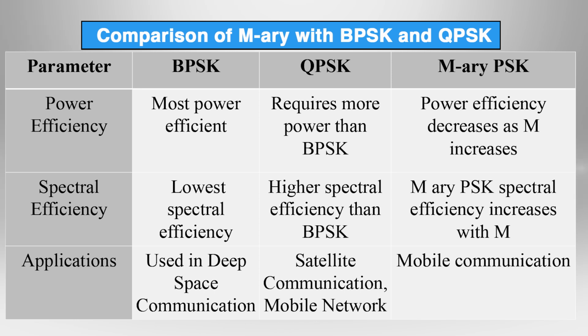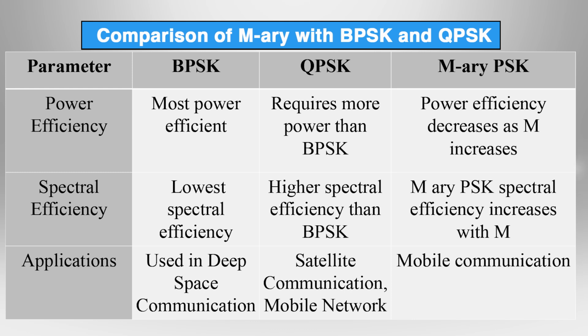And the last parameter is application. BPSK is used in applications where simplicity and reliability are crucial, such as deep space communication and some forms of wireless data transfer. QPSK is widely used in modern communication systems, including satellite communication, mobile networks like LTE and Wi-Fi, due to its good balance of performance, bandwidth efficiency and implementation complexity.